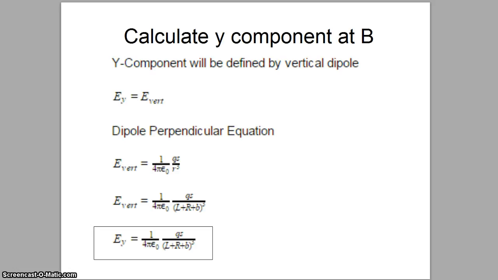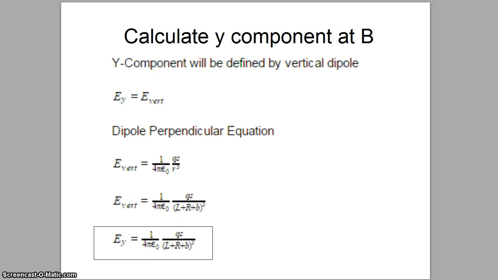Let's get to calculating the y component at B. Now the y component is going to be much easier because it's only going to be defined by the vertical dipole. Thus, E net in the y direction is going to equal the electric field of the vertical dipole. We can again use one of the simplified dipole equations, but this time we're going to be using the perpendicular equation. Thus, E in the vertical direction is going to equal 1 over 4 pi epsilon naught times the charge times the separation distance divided by the distance cubed. The difference between this and the on-axis is there was a 2 there, now there's not. That's important to remember. Just qs. Putting in our own values, we get that E in the vertical direction is equal to 1 over 4 pi epsilon naught times qs divided by (L plus R plus b) cubed.